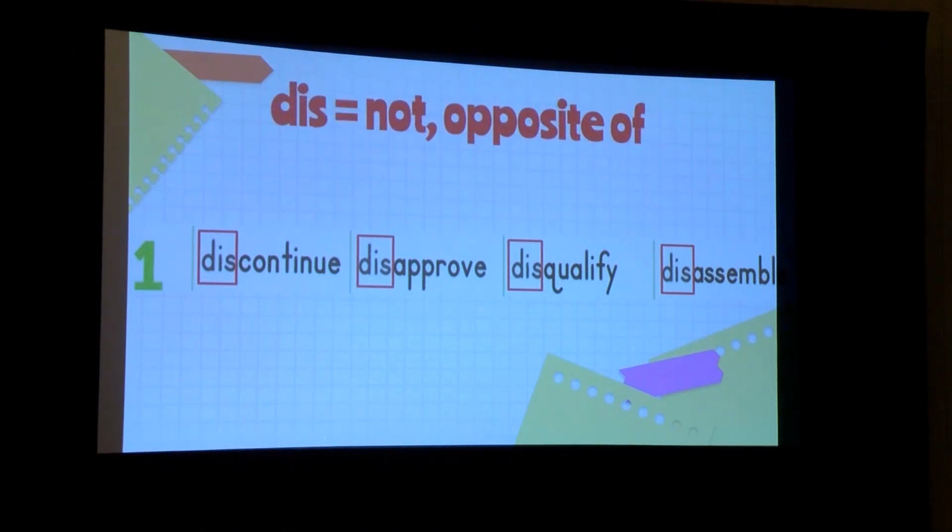So I want you to go ahead and box in line 1 the prefix dis. And we know that it's going to create an antonym of the root word or the base word.